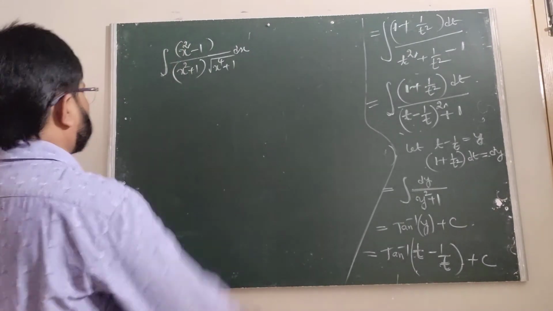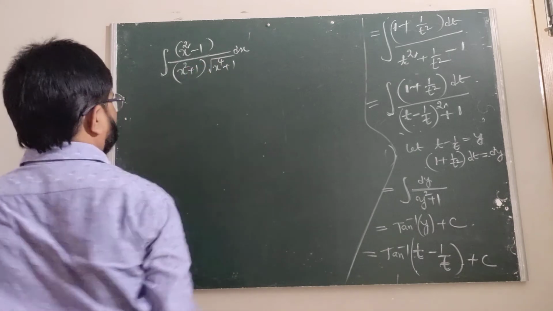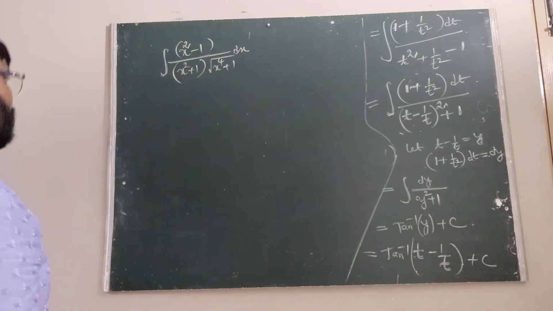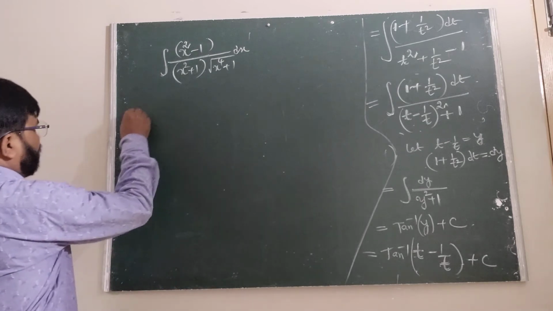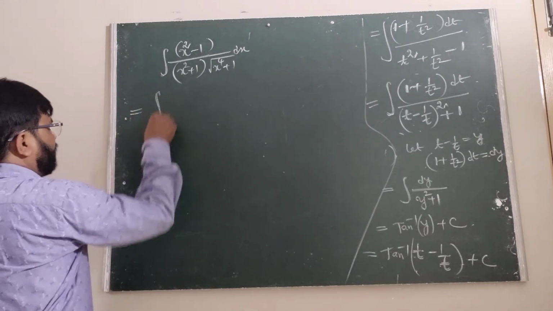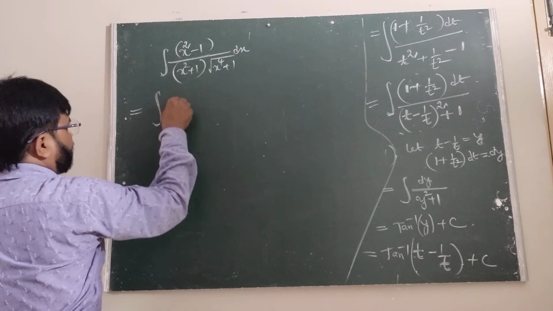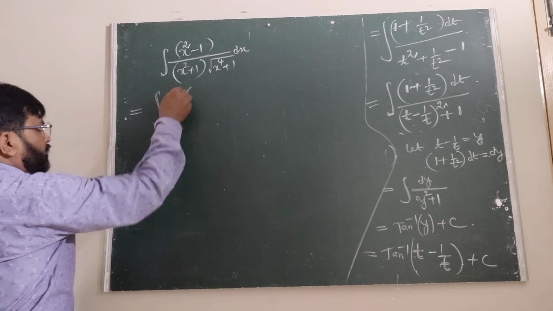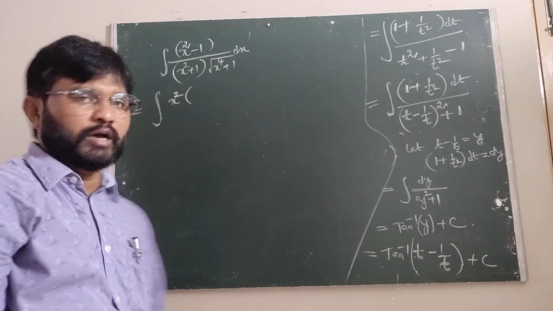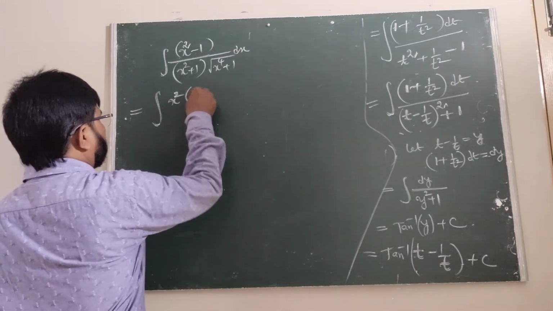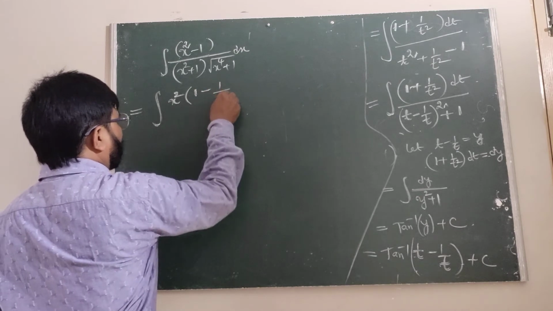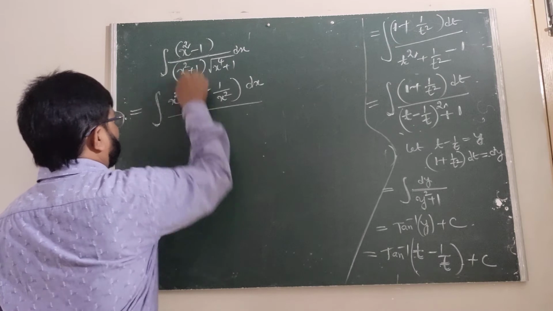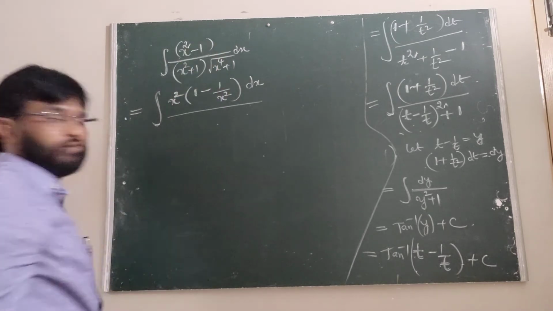Integral of x square minus 1 upon x square plus 1 root of x power 4 plus 1 dx. All of you listen here carefully. In the numerator, the common factor is x square. Therefore we can write this as 1 minus 1 upon x square into dx. X square into 1, x square cancels.